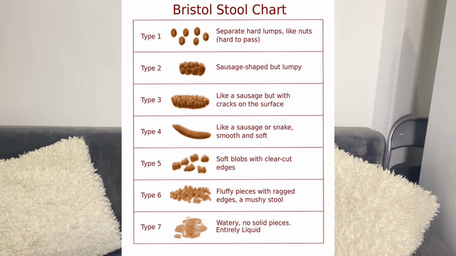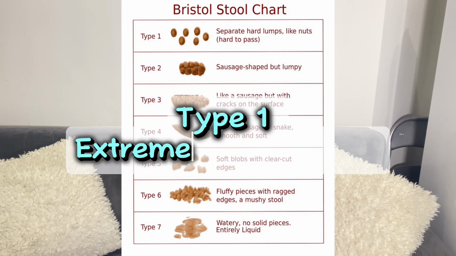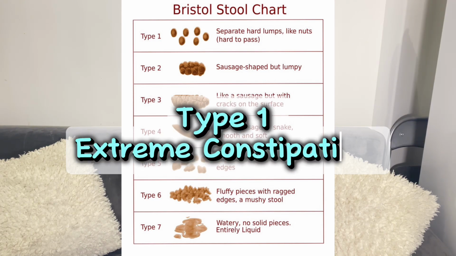Now if you look at the picture carefully, let me try and break it down for you. If you look at type 1, they've written separate hard lumps like nuts, hard to pass. So type 1 is extreme constipation. So if you're on type 1, it means that you are really constipated.